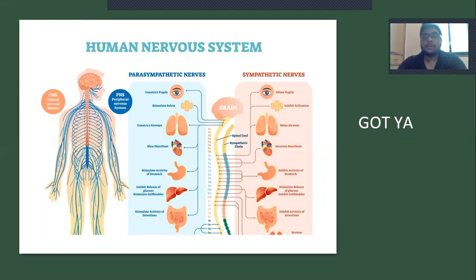Today we are going to study a very good topic, that is the human nervous system. All the operations that you perform, like sleeping, walking, talking, like I am speaking to you guys, I am delivering a lecture, I am holding this pencil in my hand. All these activities are controlled by the nervous system.